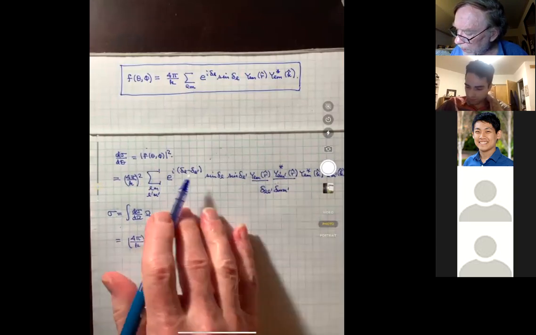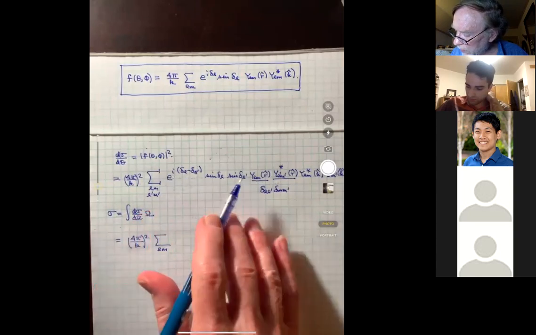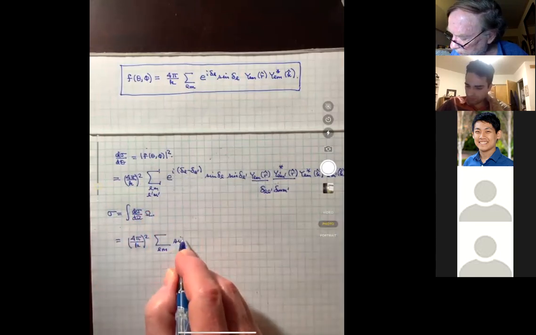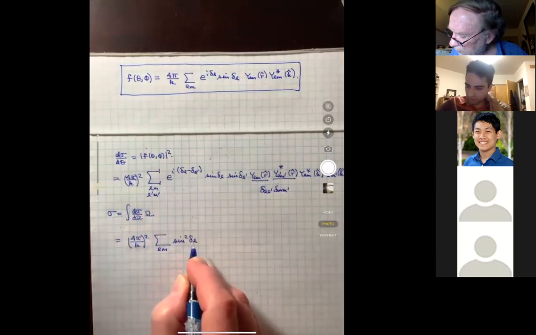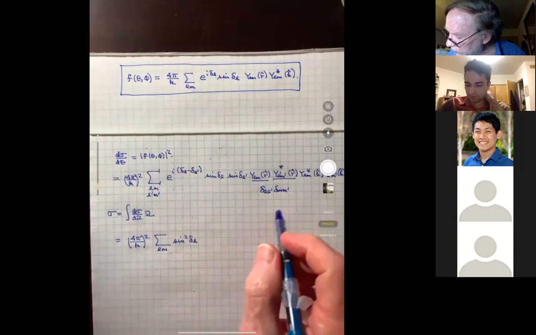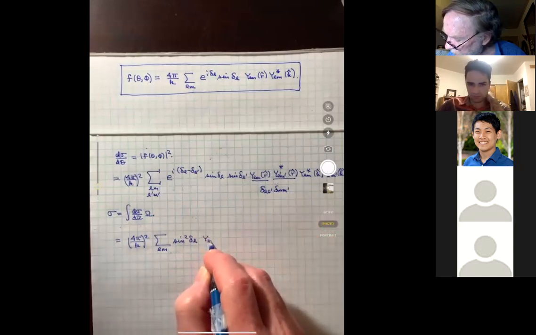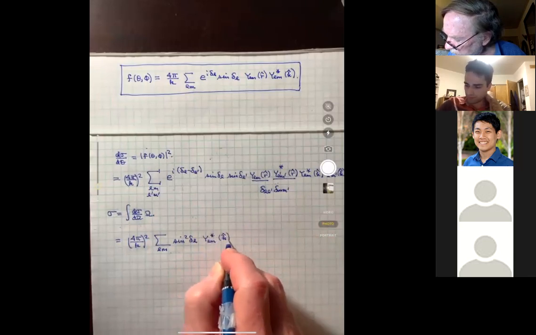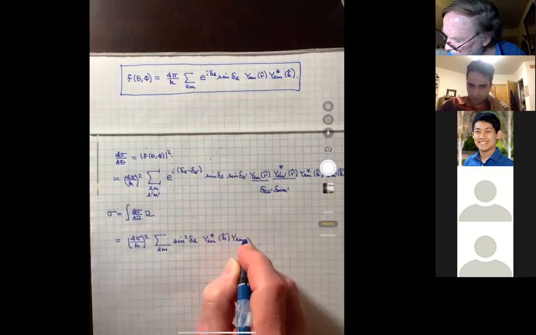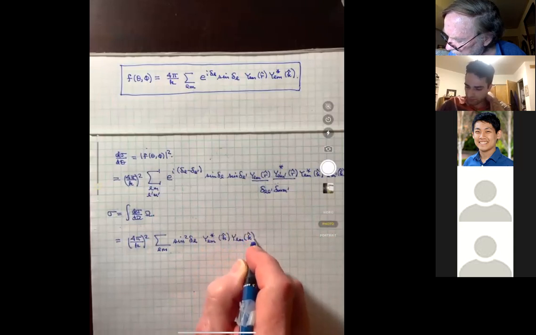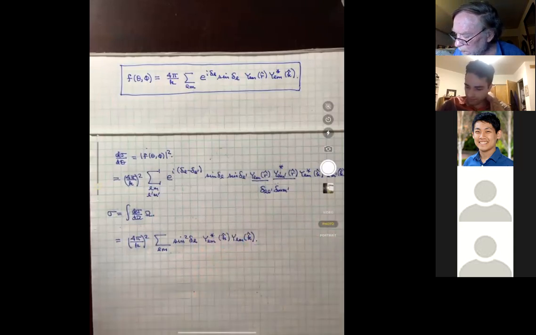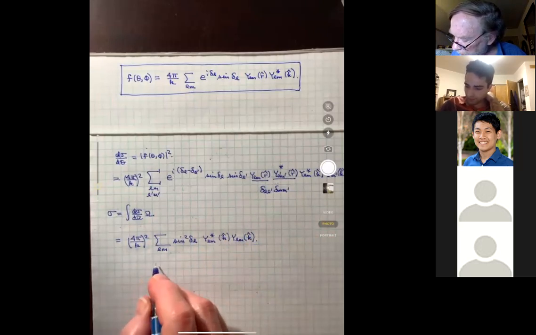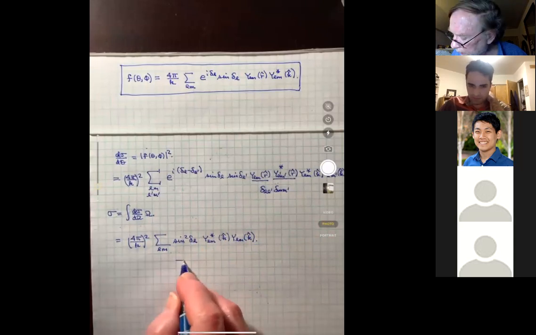So this becomes 4 pi over k squared times the sum on just a single L and M. The phase factors cancel because L prime equals L. The two sines combine together to give you sine squared delta L. And then what's left over is just the YLMs of the k's: YLM star of k hat times the same YLM of the same k. And so now we get to use the addition theorem for spherical harmonics once again.